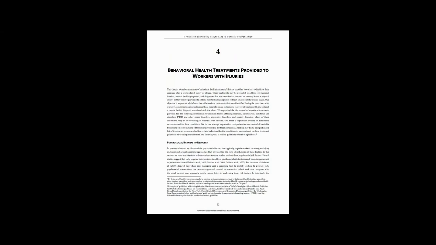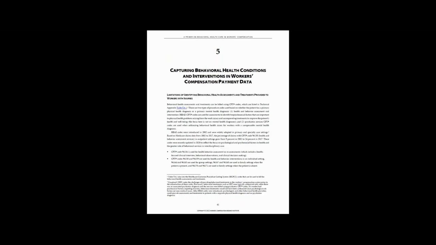Chapter 4 provides information on behavioral health treatments provided in workers' compensation, such as cognitive behavioral therapy. Chapter 5 discusses the identification of behavioral health conditions and behavioral health services in workers' compensation payment data. We review several limitations associated with these identification approaches.